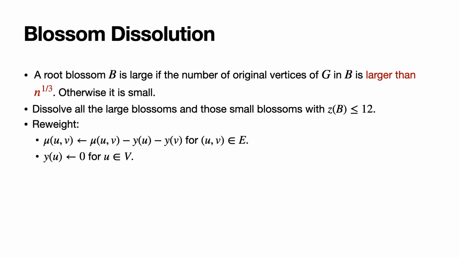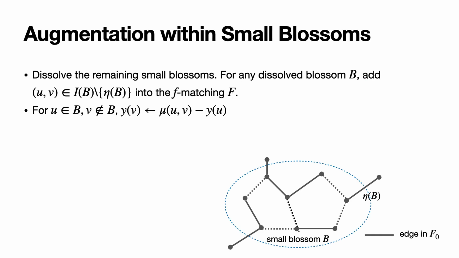A large blossom is a root blossom with more than n^{1/3} original vertices. We dissolve all the large blossoms, and those small blossoms with z_B no more than 12. After that, revise μ_uv as μ_uv minus y_u minus y_v, and set y_u to 0. Then we deal with the remaining small blossoms. First, dissolve these blossoms and add the induced subgraph of B into F. After that, set y_v to μ_uv minus y_u for uv belonging to δ(B).